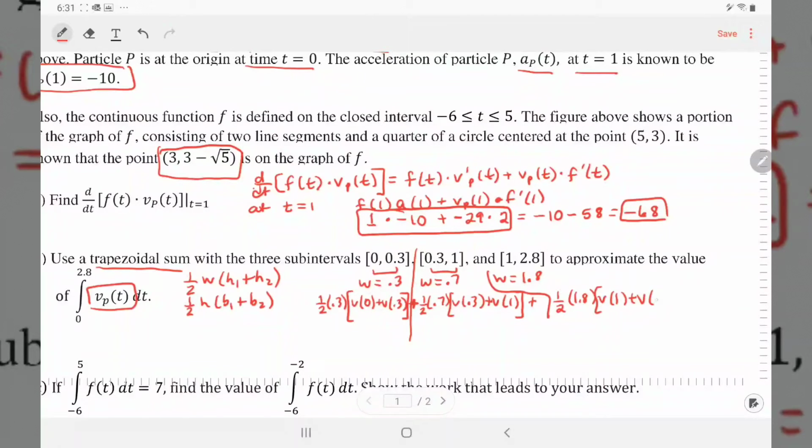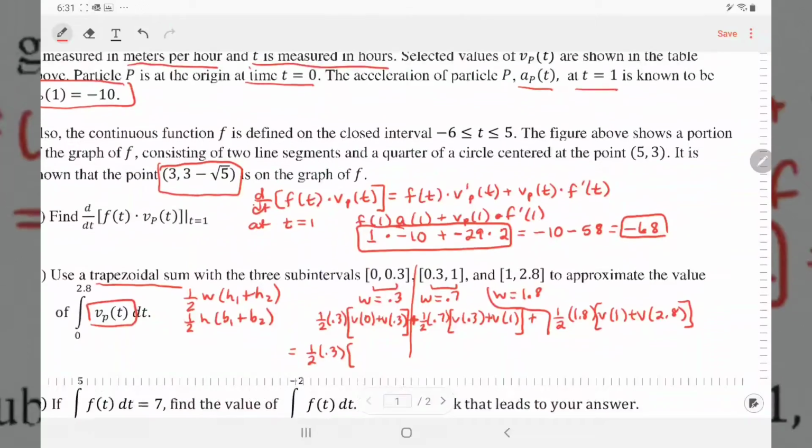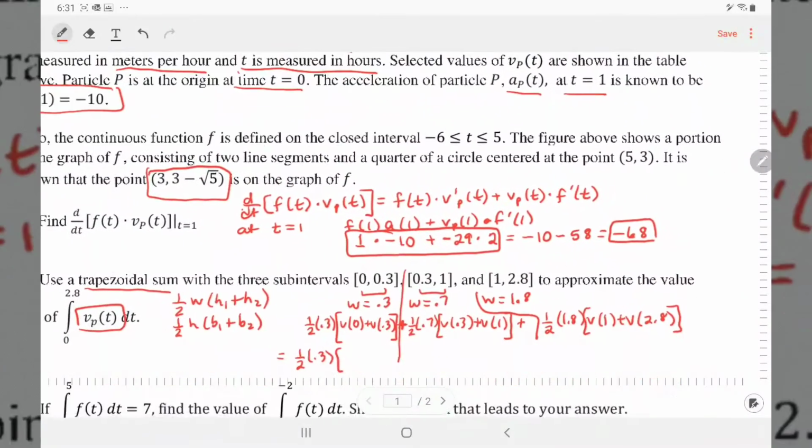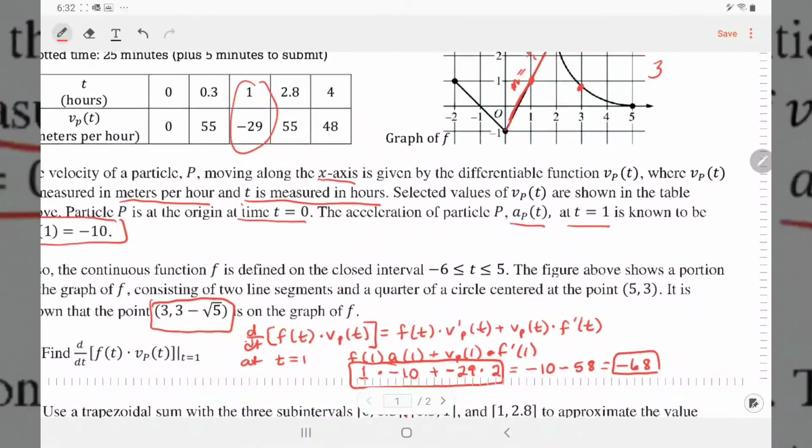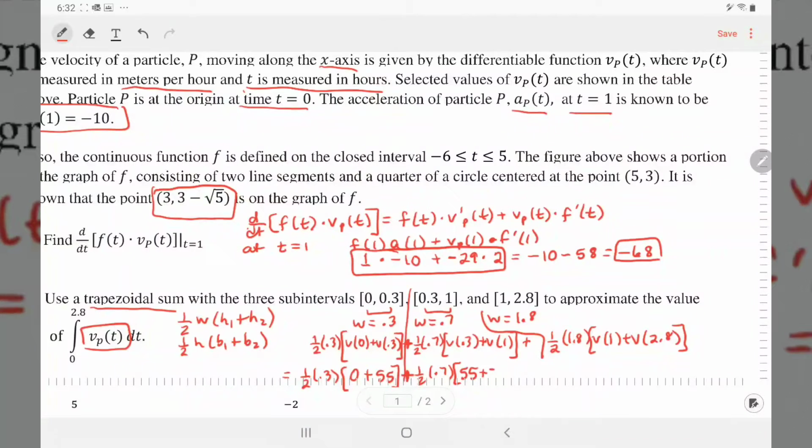Okay, and then this would be 1/2 times 0.3. v of 0 is 0. This is 0. This is 55. I'm looking at the table. Plus 1/2 times 0.7. v of 0.3 is 55, and v of 1 is negative 29. Plus 1/2 times 1.8. v of 1 we just said was negative 29, plus v of 2.8 is 55.